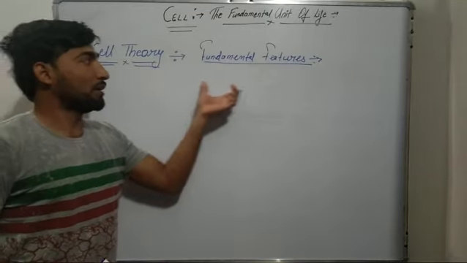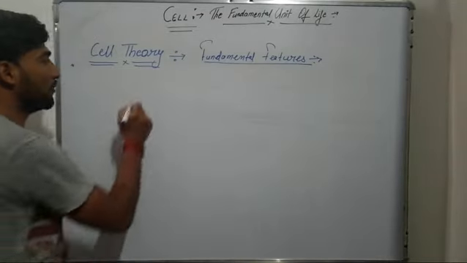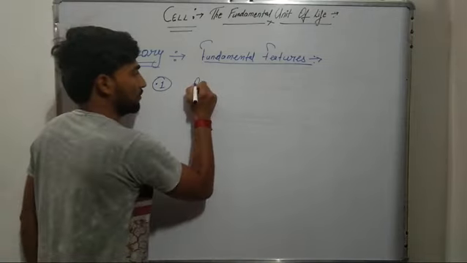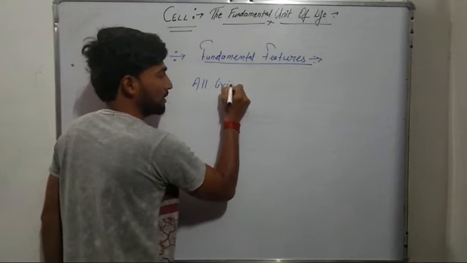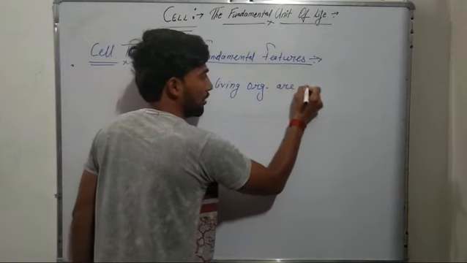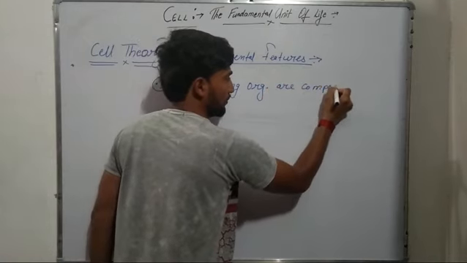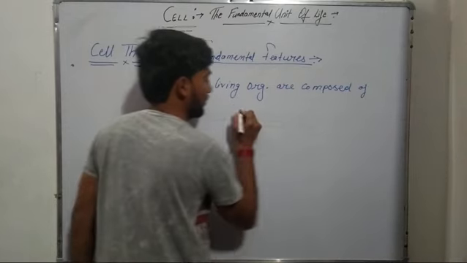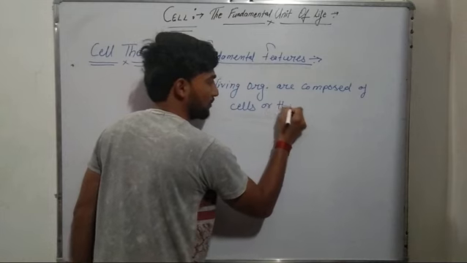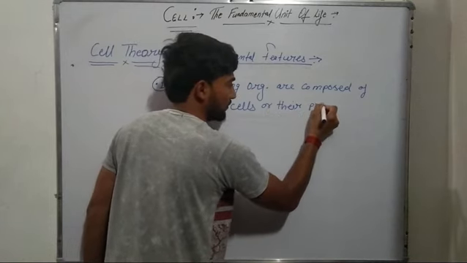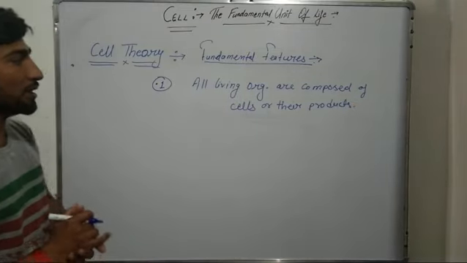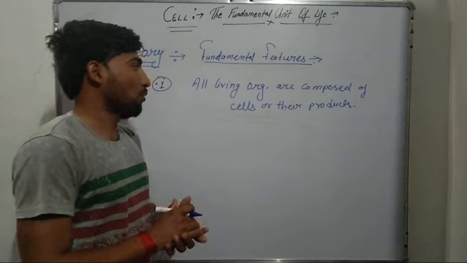Now come to the fundamental features of the cell theory. The first fundamental feature of cell theory is that all living organisms are composed of cells or their products. It means all living organisms, either a plant, an animal, or even a microbe, are made up of cells.